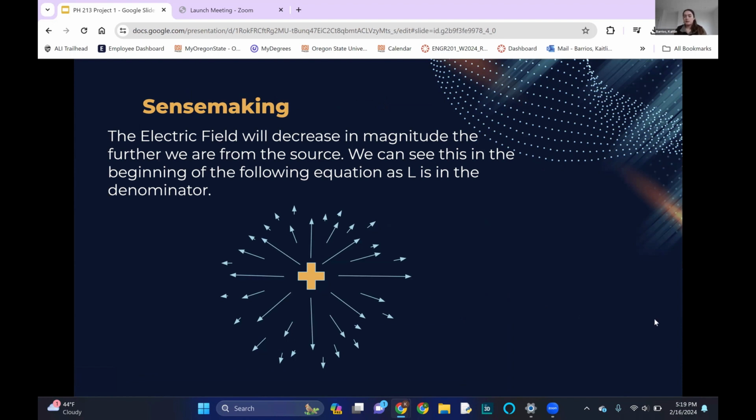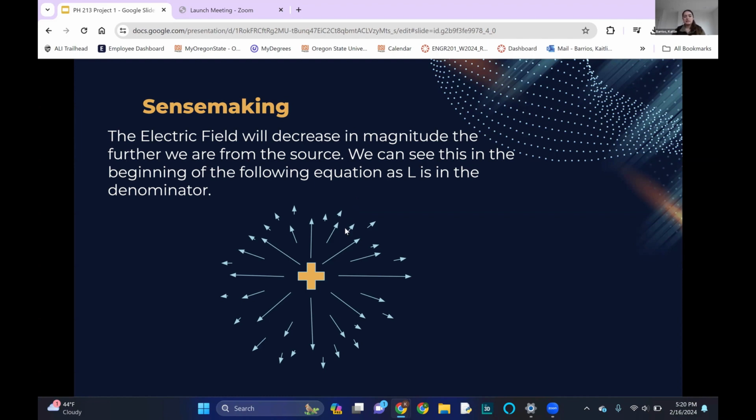So when it comes back to our electric field, we really want to make sure that everything that we've done is correct. There are a few ways to check that. One of the number one ways is by referencing the entire equation and looking at what each part does specifically. In this case, we know that the electric field will decrease in magnitude the further we are from the source. This is just a simple diagram in the case where it's a positive charge.